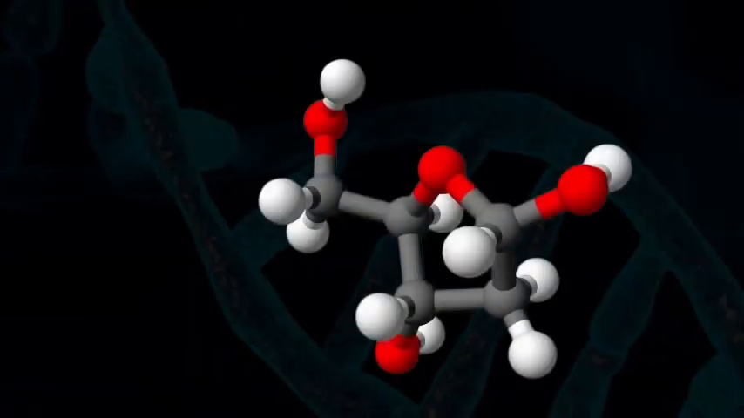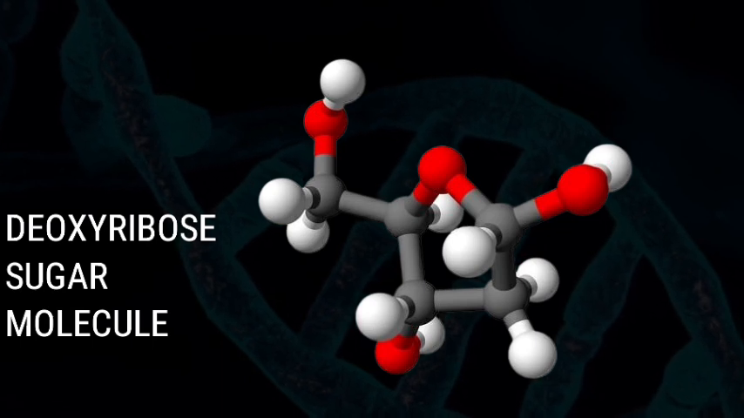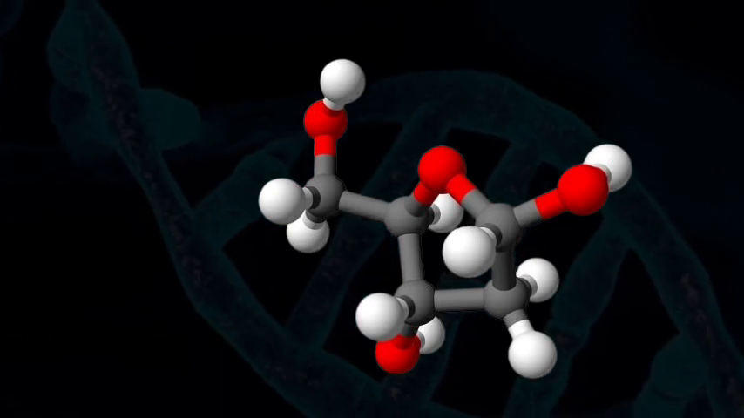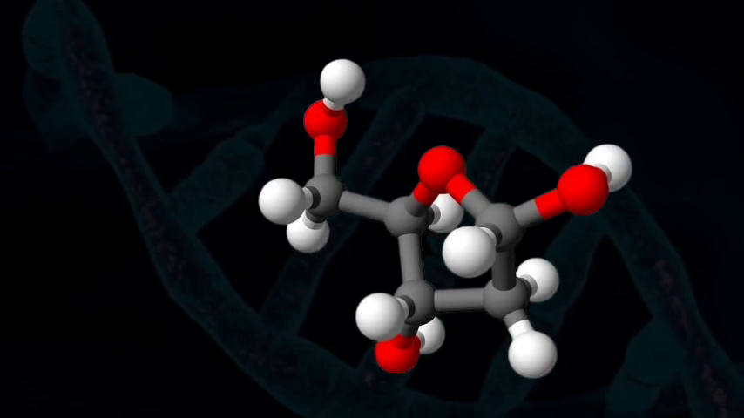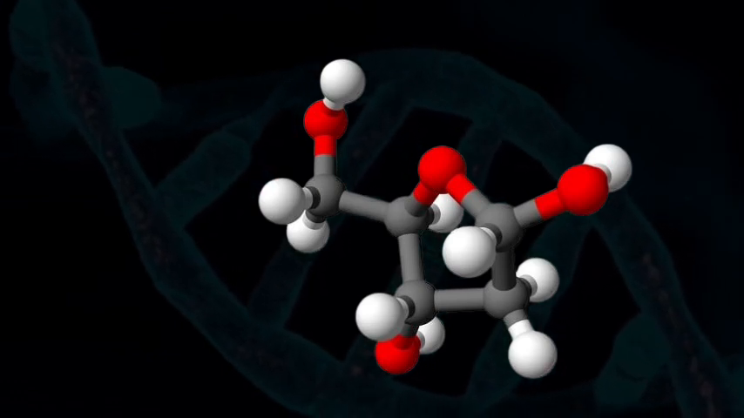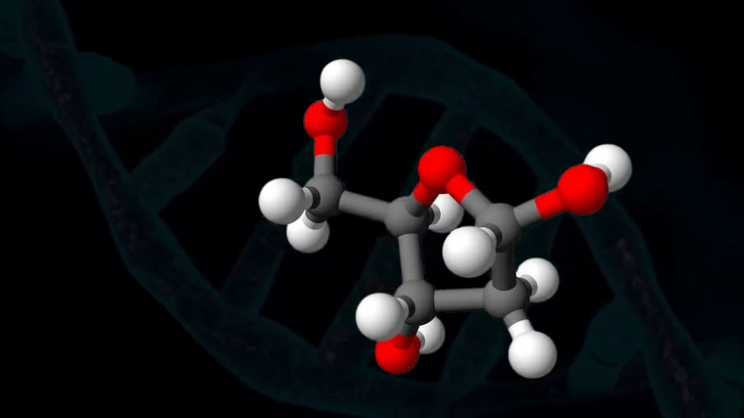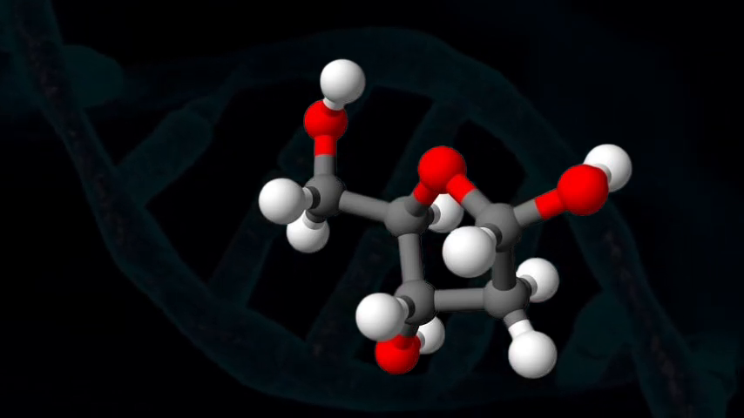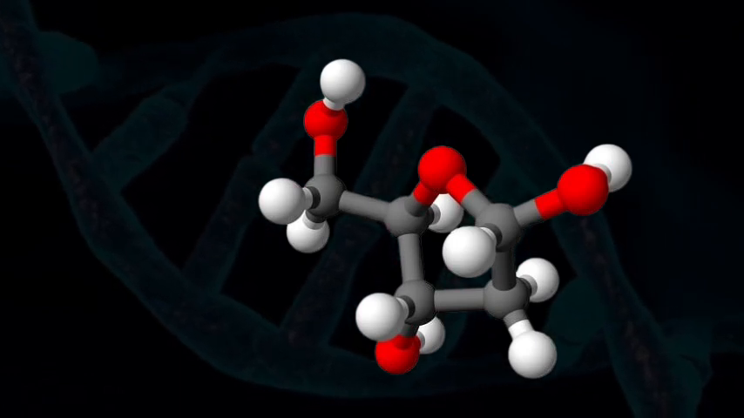Now these three molecules form a DNA strand. A molecule is an intricate structure of atoms, the building blocks of matter. Now we are zooming further into the sugar molecule. A deoxyribose sugar molecule consists of 5 carbon atoms, 10 hydrogen atoms, and 4 oxygen atoms.